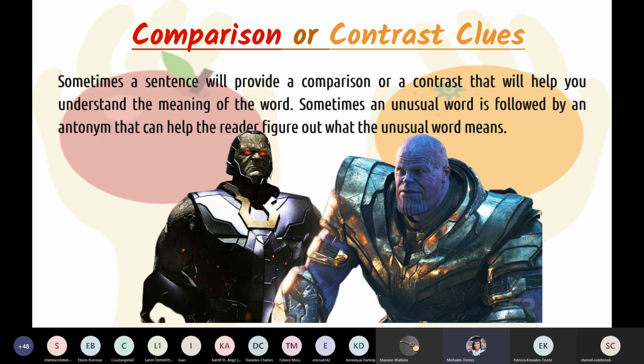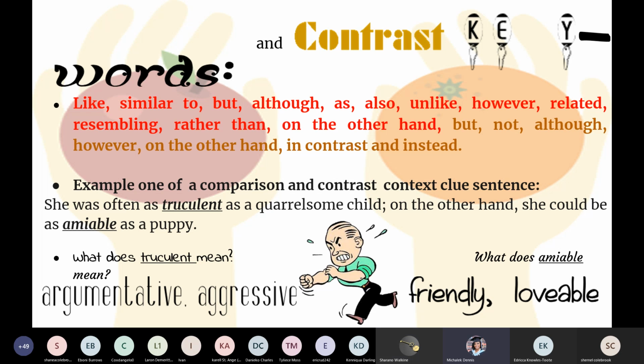So this is how we use comparison or contrast context clues when we're actually writing. Okay, the exact same way you guys were able to say the differences between these characters, this is how we use context clues in sentences. So let's move on. So let's look at some key words that you would see in a sentence that can help you identify certain words and to show comparison or contrast, okay?